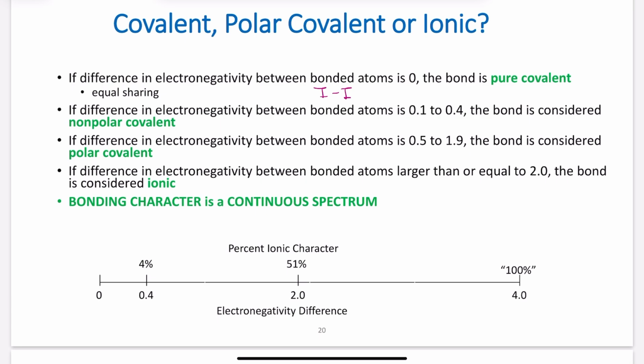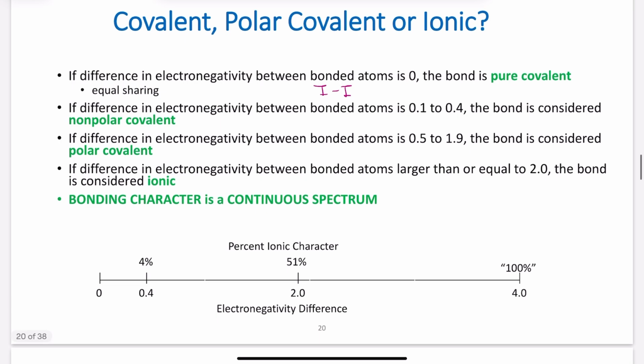If the difference in electronegativity between the bonded atoms is between 0.1 and 0.4, the bond is considered nonpolar covalent. A perfect example of this is a hydrogen-carbon bond. Hydrogen is 2.1, carbon is 2.5. Carbon-hydrogen bond is a nonpolar covalent bond because the difference is 0.4.